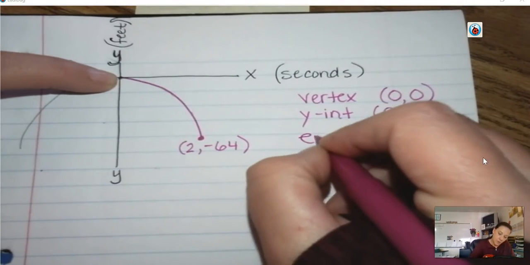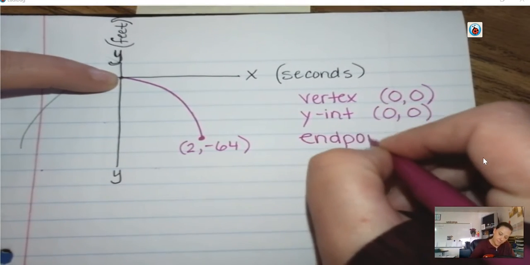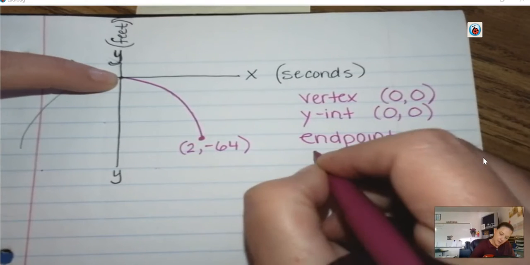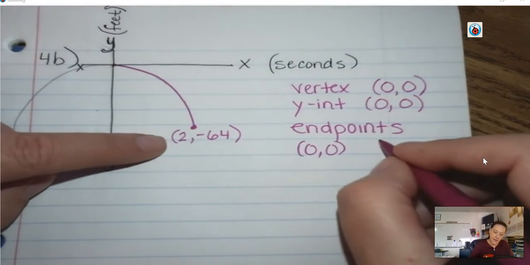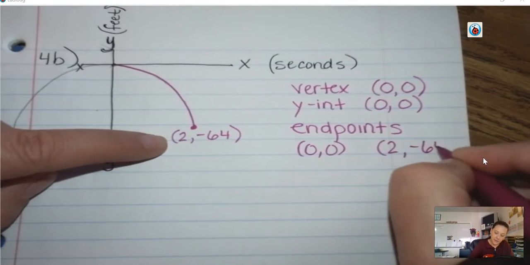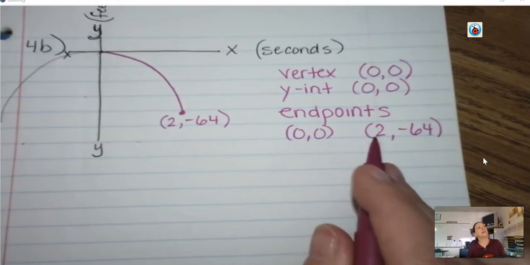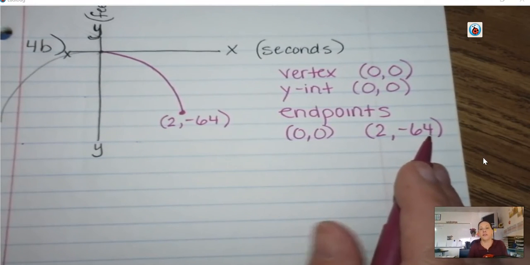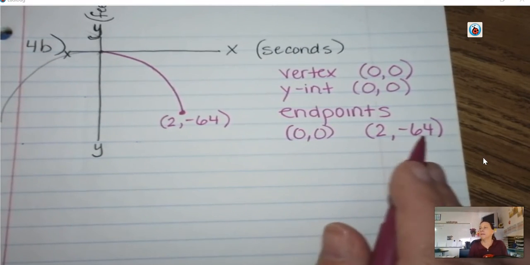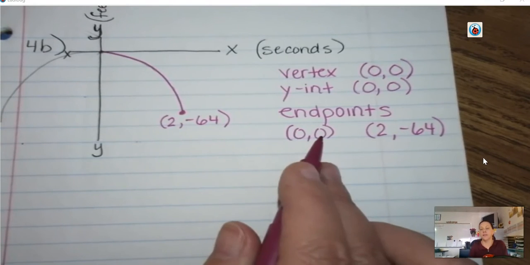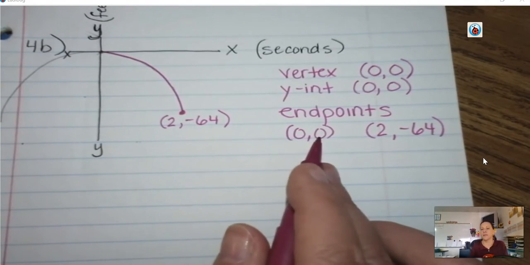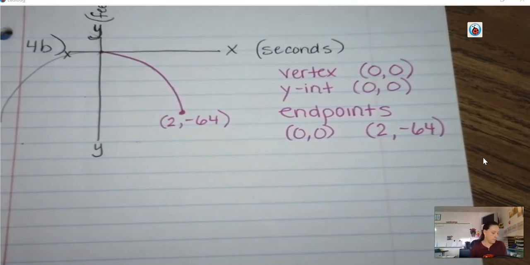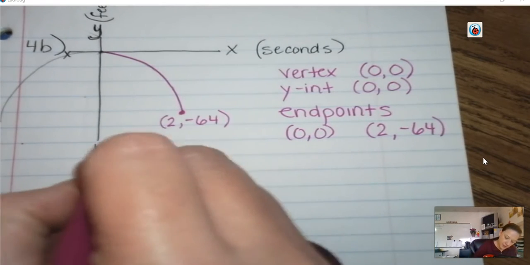Then we have our endpoints. They're at 0, 0. That's when you're holding on to the rock. And then at 2, negative 64. So after 2 seconds, the rock is 64 feet down the well. At 0 seconds, it's 0 feet because you're holding on to the rock, or the rock's on the ground, I guess. And then last, we're going to come up with the equation.